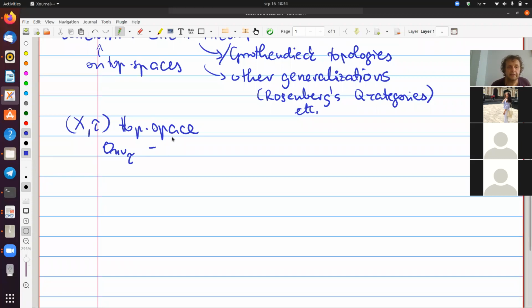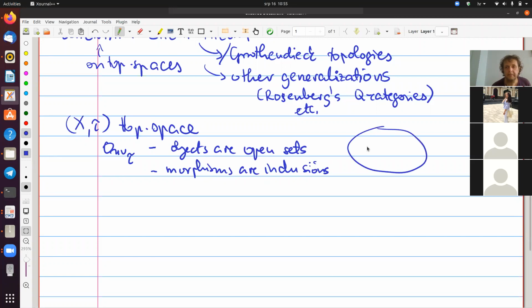This is the category whose objects are open sets, and morphisms are inclusions. So you have a topological space, and you have subspaces U and V. Whenever you have U and V like this, you have this inclusion of open sets, and this is a morphism. And of course, they compose.